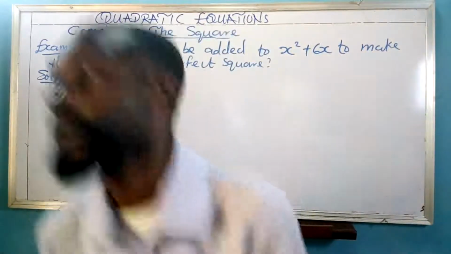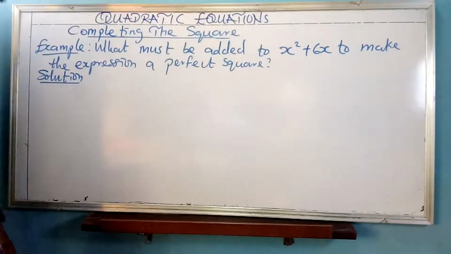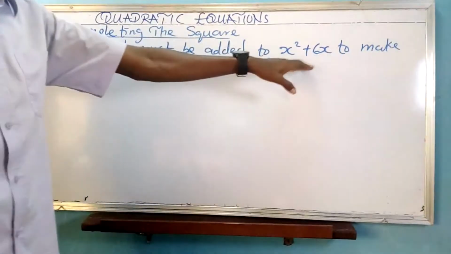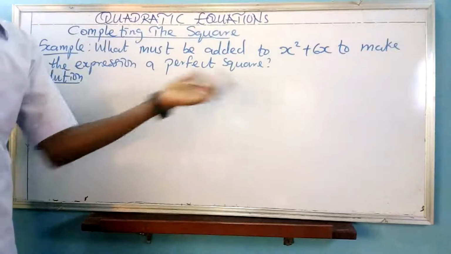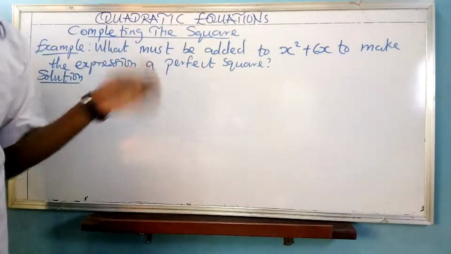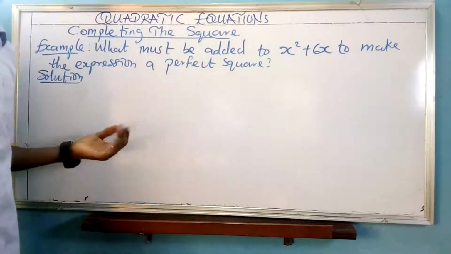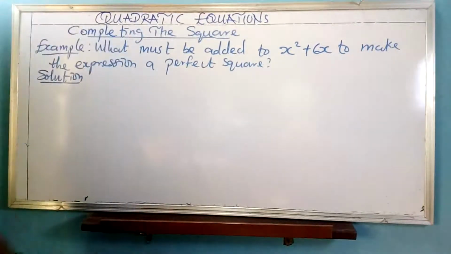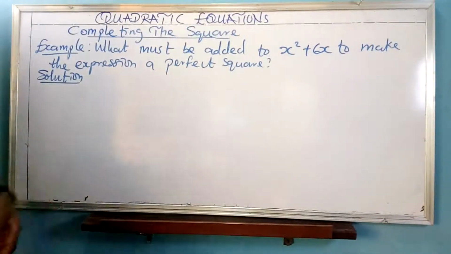Now let's go to class. Look at this one. The question asks us to find what must be added to this expression to make it a perfect square. That's how they used to set the question most times. Or they can also conclude the question by saying, then factorize the expression.